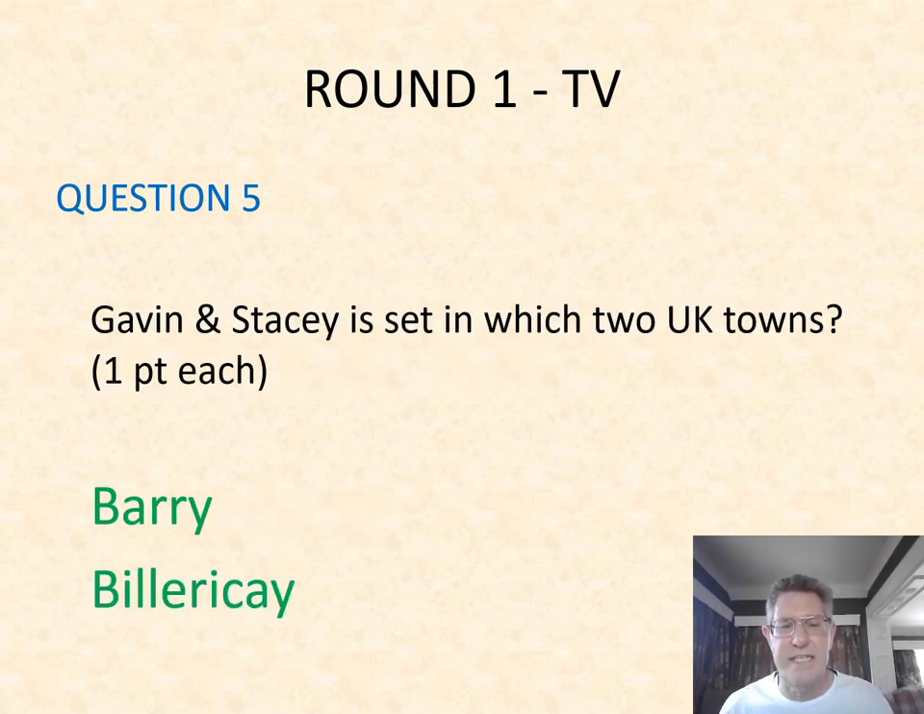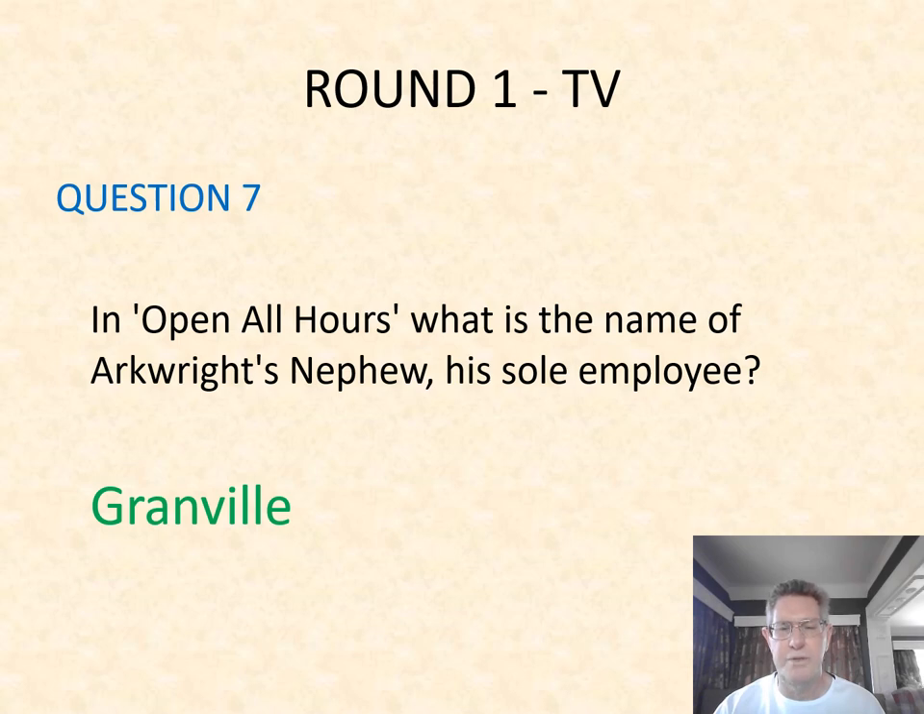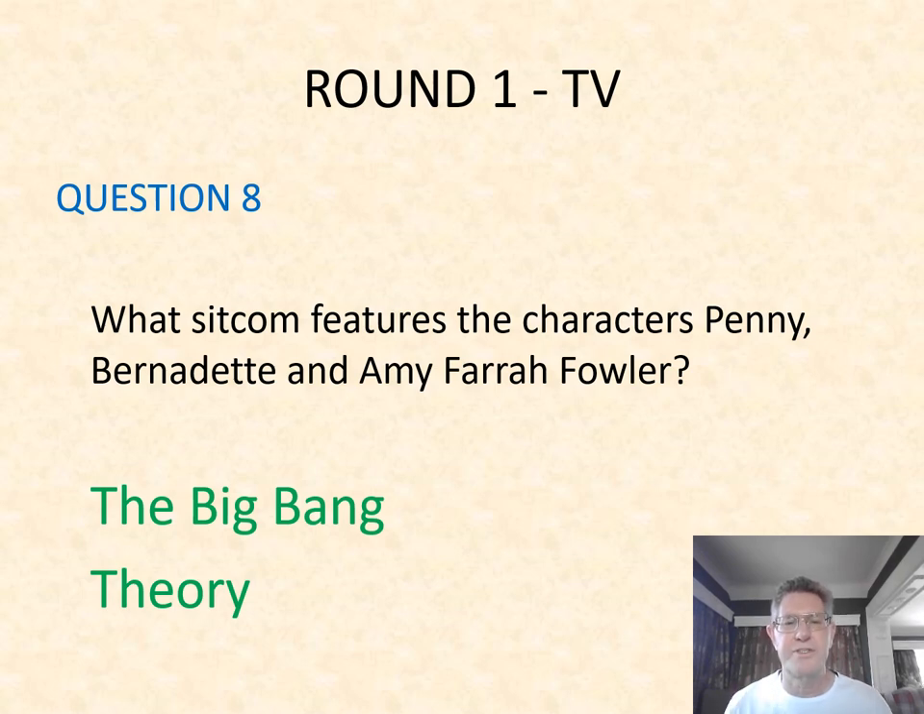Number 5, Gavin and Stacey is set in which two UK towns? Well, for 1 point each, it's Barry in Wales and Billericay in Essex. Number 6, what is the name of the block of flats where the Trotters live in Only Fools and Horses? It is Nelson Mandela House. Number 7, in Open All Hours, what is the name of Arkwright's nephew, his sole employee? It's Granville. And number 8, which sitcom features the characters Penny, Bernadette and Amy Farrah Fowler? It's The Big Bang Theory. Brilliant series.